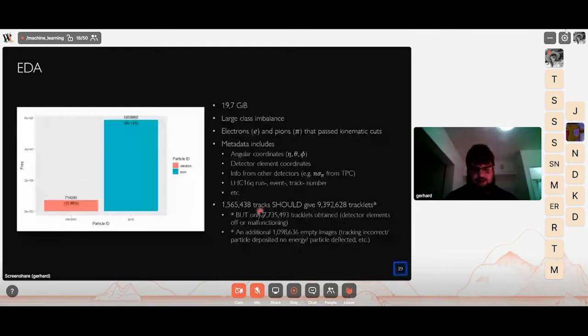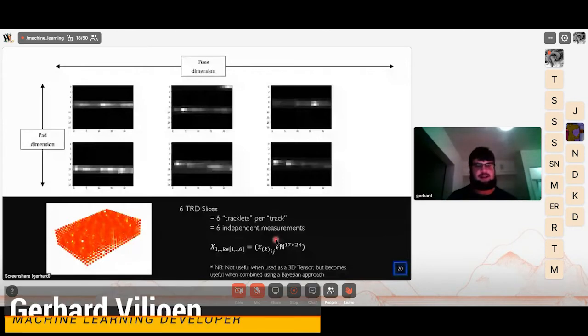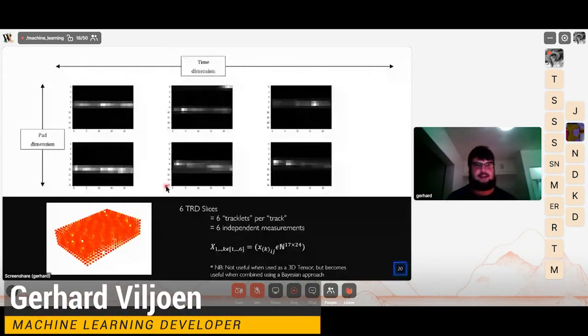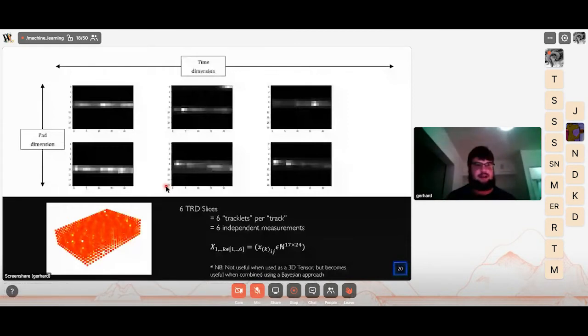And then the data structure I'll show in a bit, but there's also some metadata about the angular coordinates, eta, theta, and phi, and then the specific detector element that the particle passed through, some info from other detectors and so on. And then there was quite a bit of missing data as well. Even in such a precise system, there are malfunctions. Often you have detector elements that are off, or you can find that your tracking was incorrect, so you actually miss the particle and you just obtain an empty signal for that particle at that coordinate.